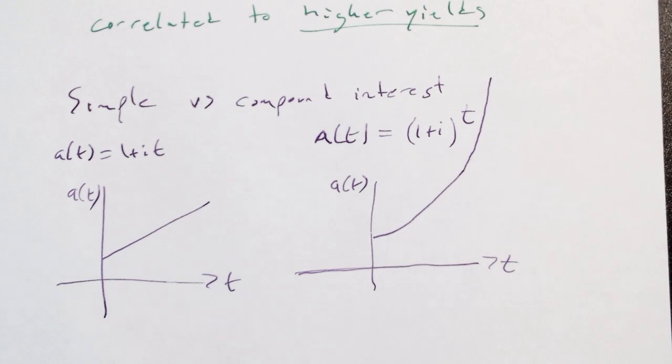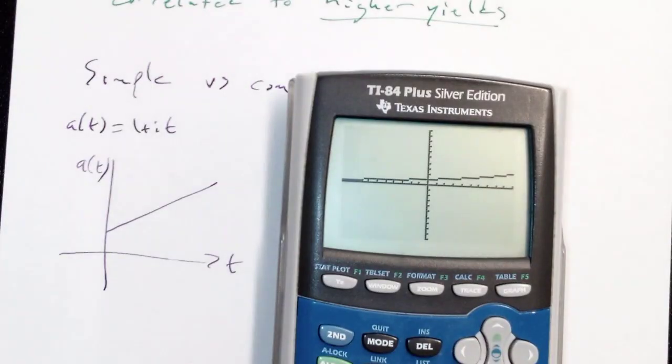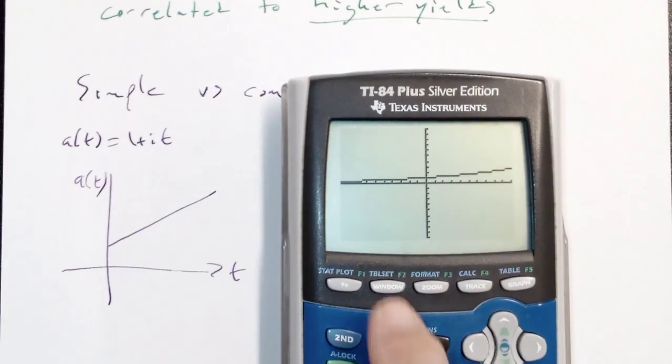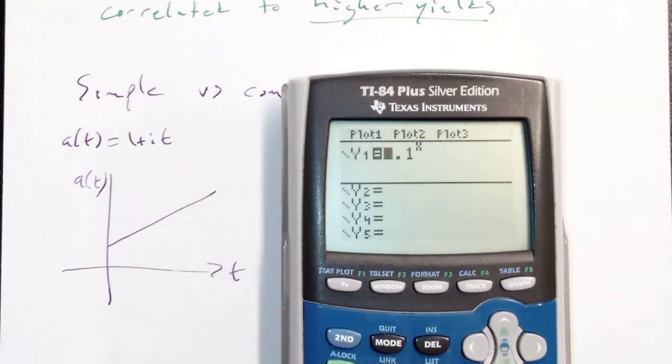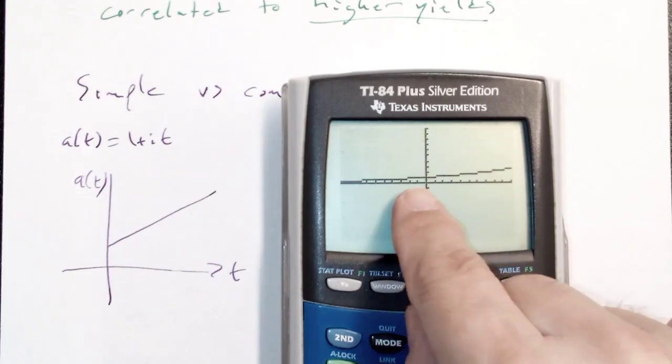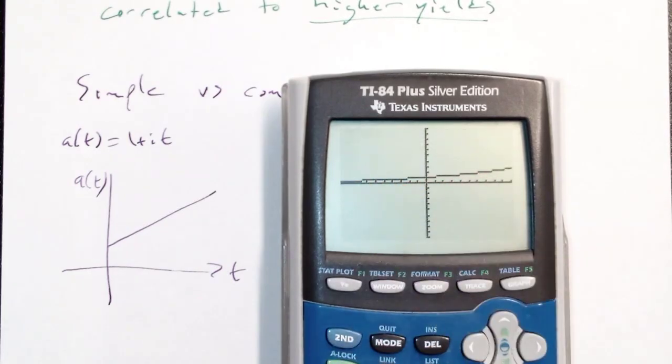So here's my question to you. Is that graph the graph of a straight line or an exponential equation? It's hard to tell, isn't it? It turns out that's the graph of 1.1 to the x. That's compound interest. But when I look at the beginning of this, that looks like a straight line, damn it.